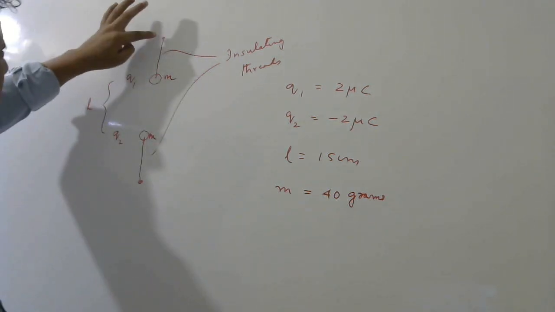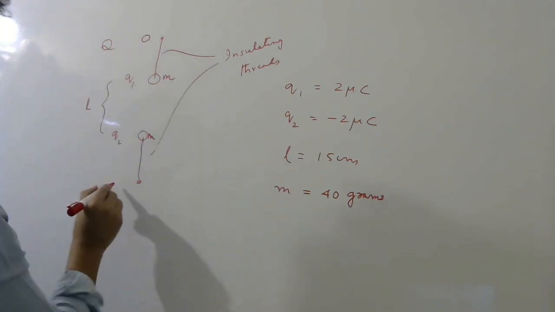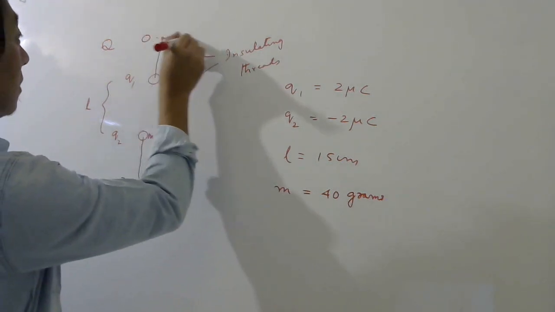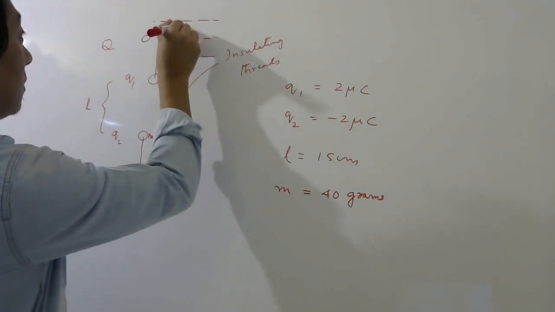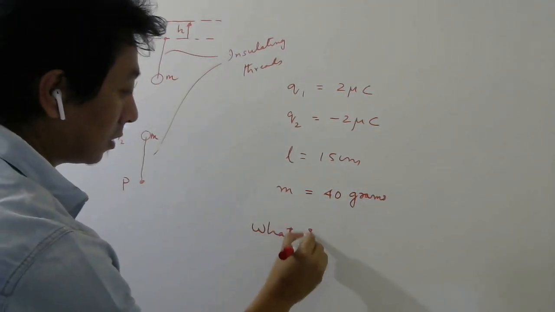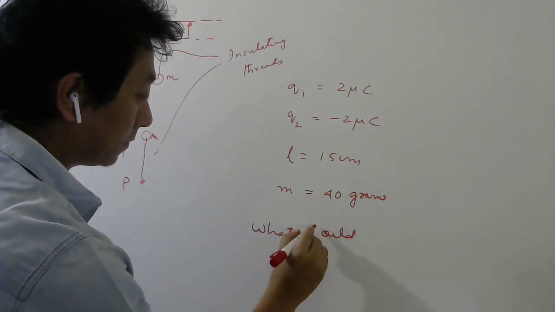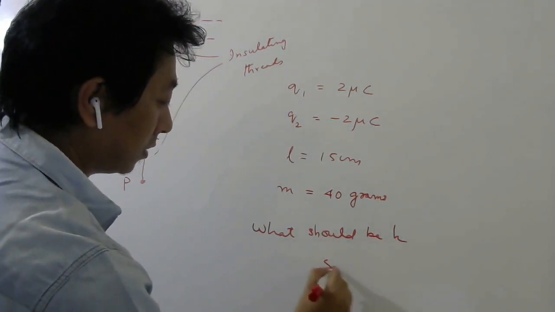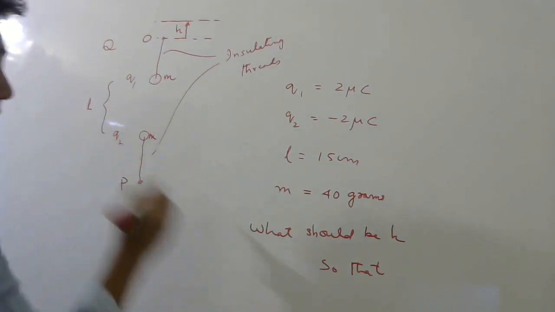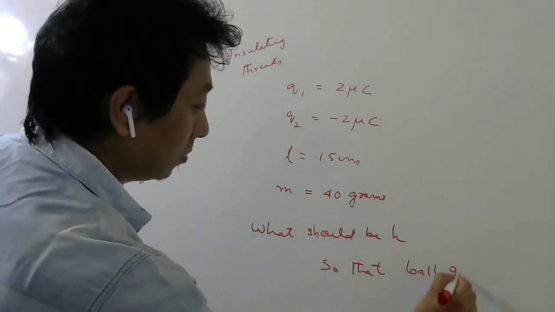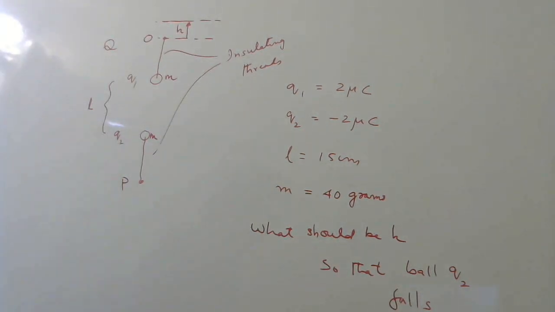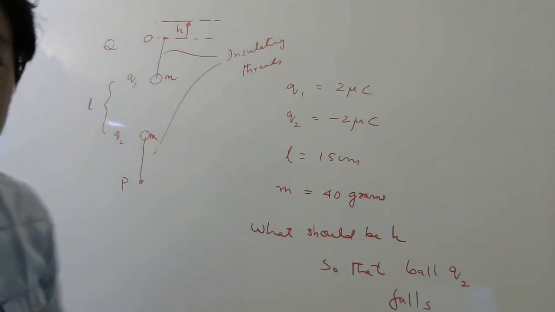By how much this end, let us call this end O, let us call this end P. So the question is, how much should you move this end up? Okay, H. So the question is, what should be H so that this ball, let us call this ball Q2, so that the ball with charge Q2 falls, they are saying. Just pause the video and make note of the question.